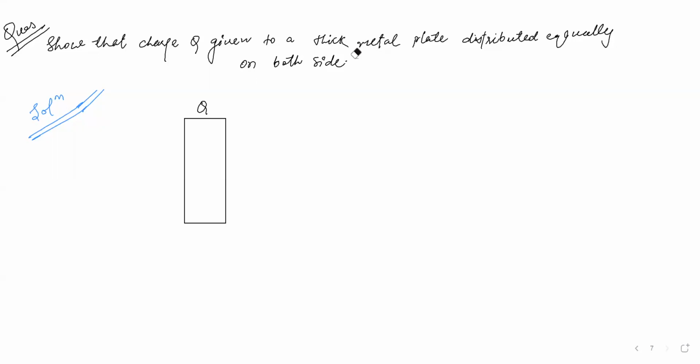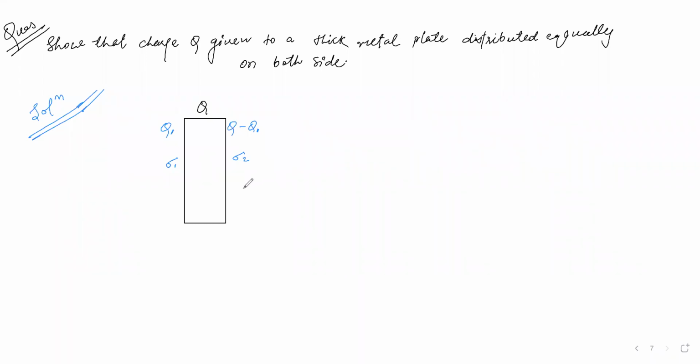Sir, how do you solve this? Okay. First of all, we can consider that the amount of charge on this side is Q1 and on this side it will be Q minus Q1. Yes, sir. Are you clear or not? And the density on this side is sigma 1, and the density on this side is sigma 2.